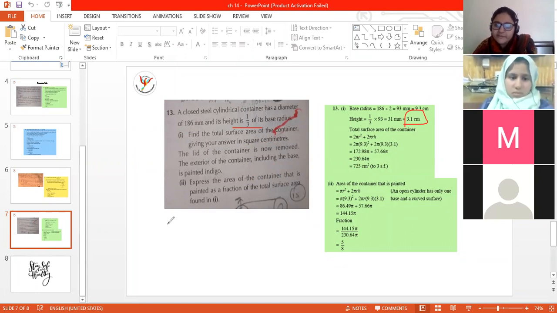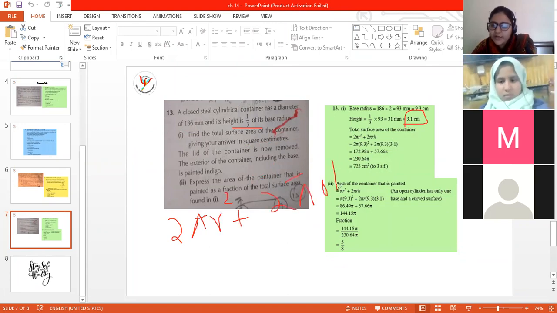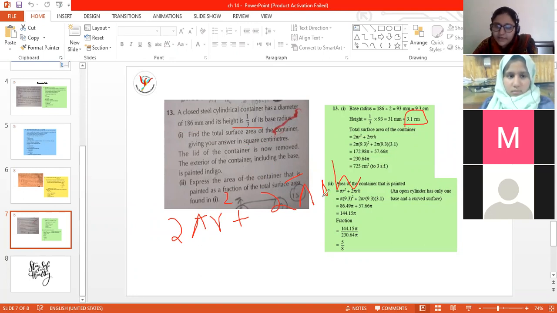We have to find the surface area of the container. It is a closed cylindrical container, so the surface area is 2 pi r square plus 2 pi r h. This is the surface area of the cylinder. Clear? By solving it out, we will come to know the answer. The answer is 725 centimeter square.